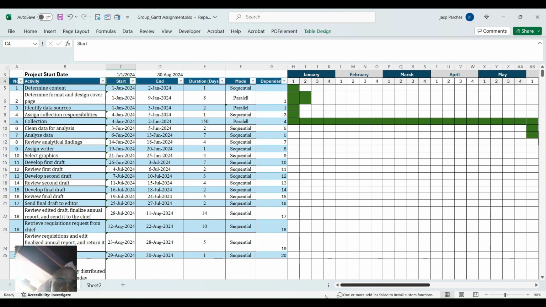And then you can add however many activities there are, and that will sort itself out.